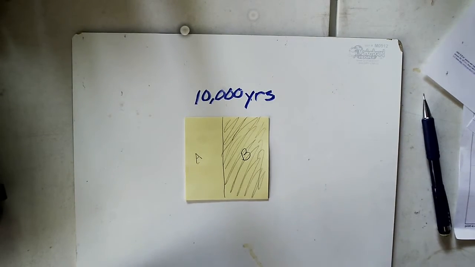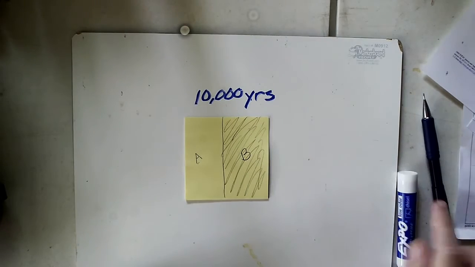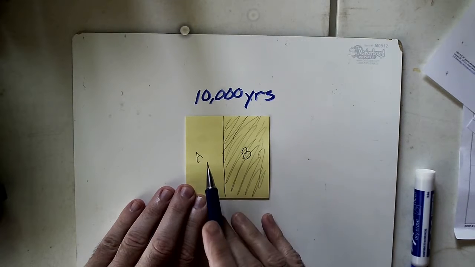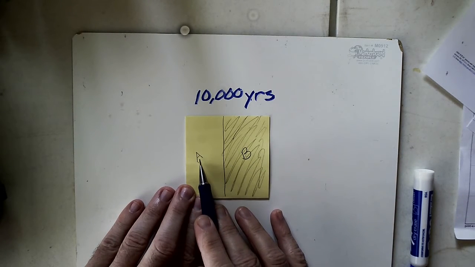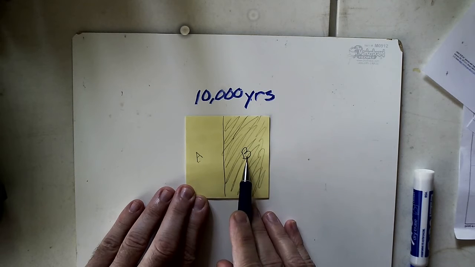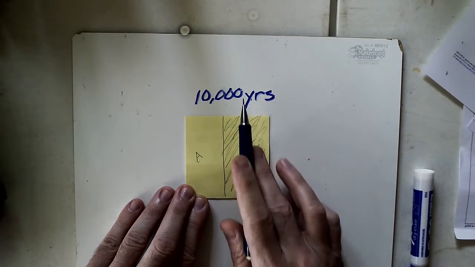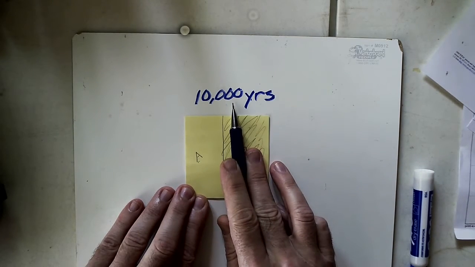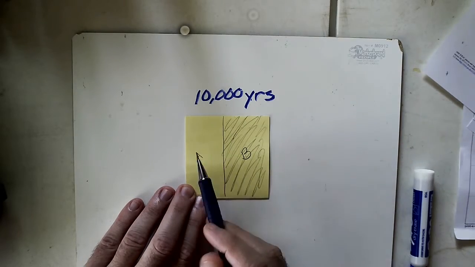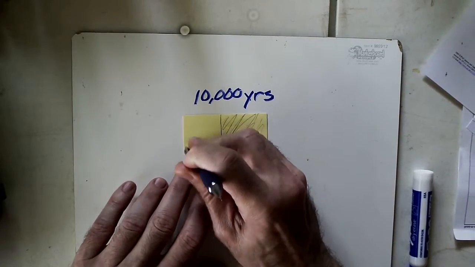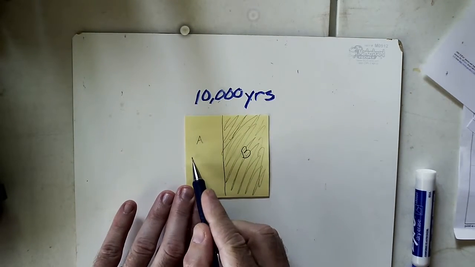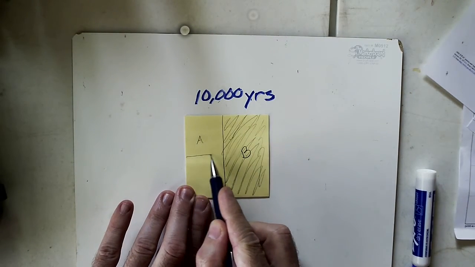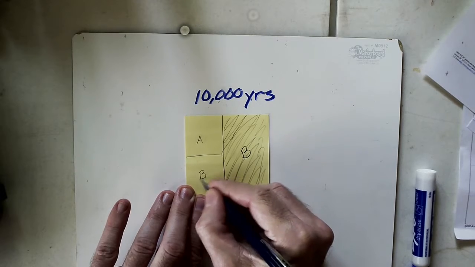Okay, so if I look at a sample, all right, and I look at the ratio of A to B, and the ratio is 1 to 1, I know it's split in half once. I know this rock sample is 10,000 years old. Now this A element is going to break apart again, right? It's going to decay into element B again.